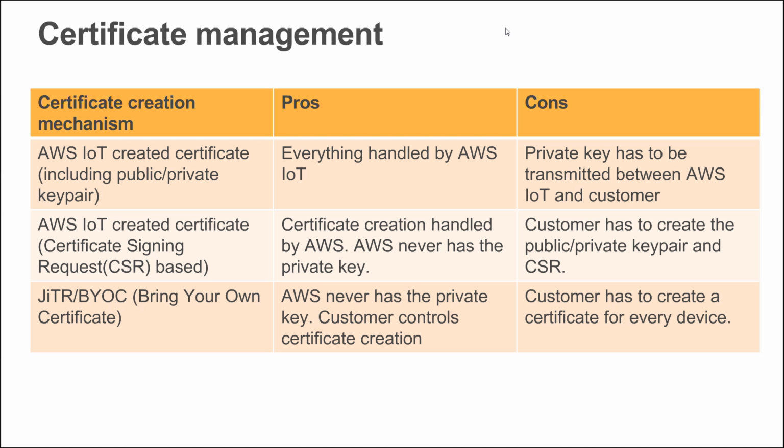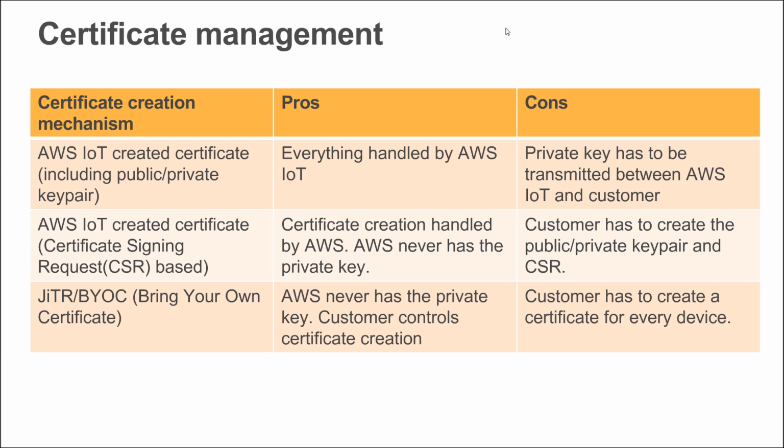The second mechanism is whereby the device manufacturer brings the certificate, either installs it into the system or has AWS create a certificate for it by issuing a signing cert request. In this way, the private key is never given to AWS, so there's never a chance of it being lost in transit. So that's slightly more secure, but of course there's a slightly greater overhead.